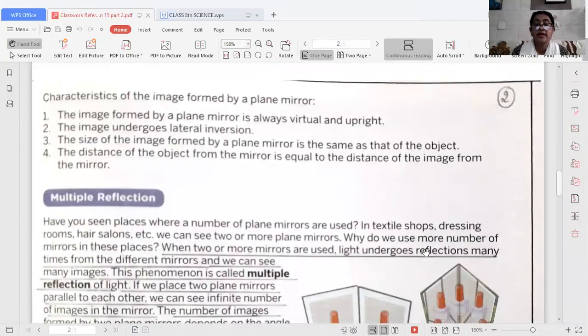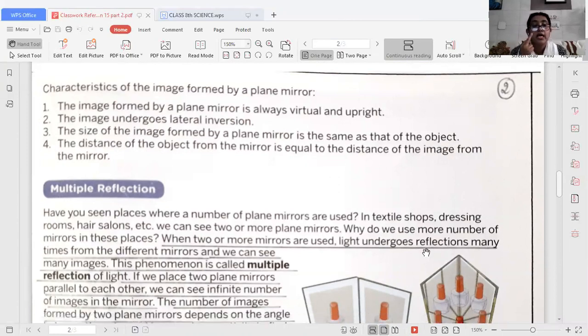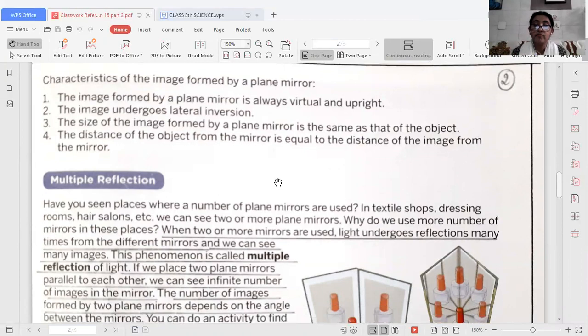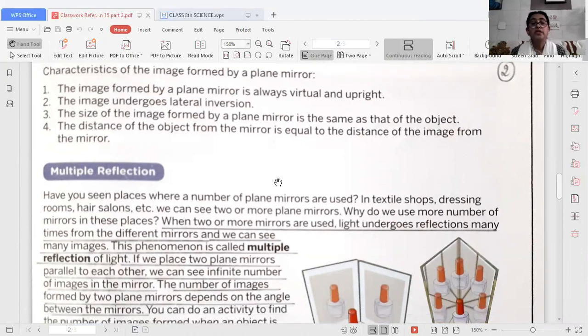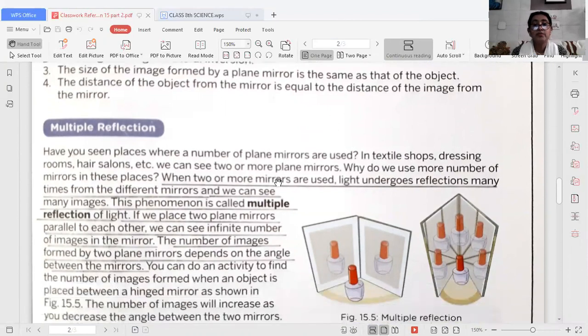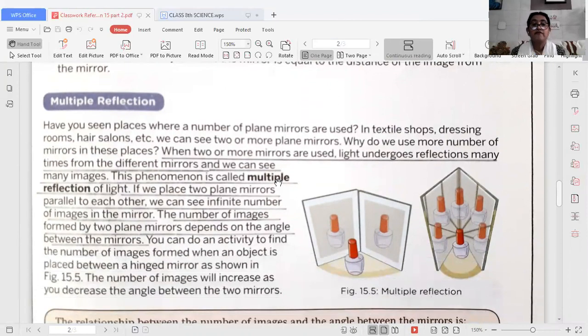So what are the characteristics of the images formed by a plane mirror? Number one, the image formed by a mirror is always virtual and upright, it is erect. And virtual means it cannot be formed on a screen. Then the image undergoes lateral inversion. The size of the image is always the same as that of the object. And the distance of the object from the mirror is always equal to the distance of the image from the mirror.